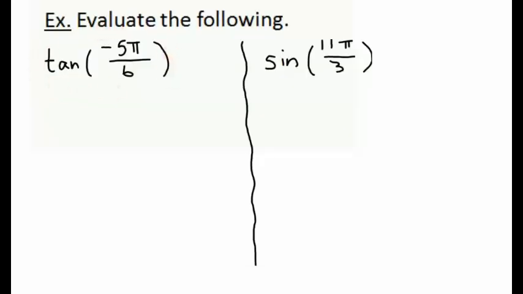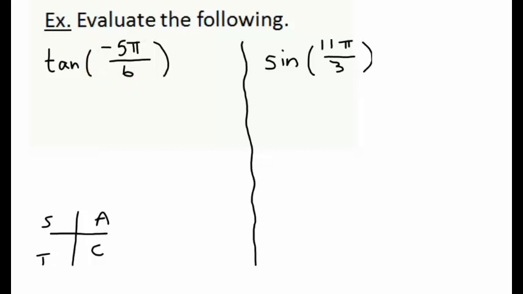Let's begin by trying to evaluate tan of negative 5 pi by 6. So how I generally tackle this question is I draw a little cast rule over here at the bottom, and I want to figure out in what quadrant negative 5 pi by 6 is.